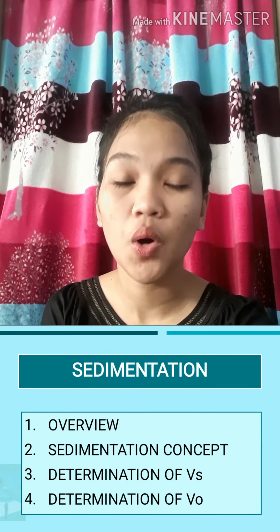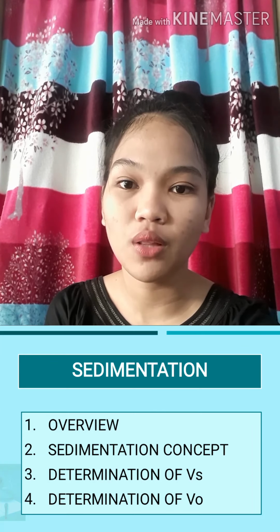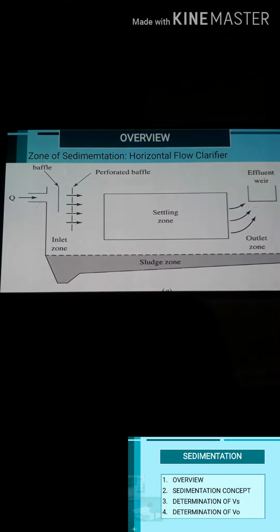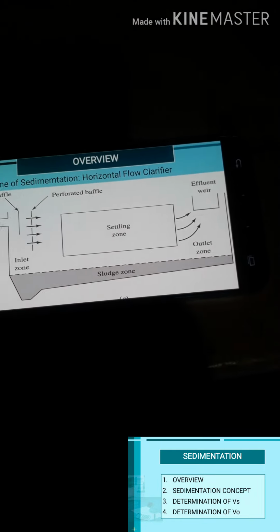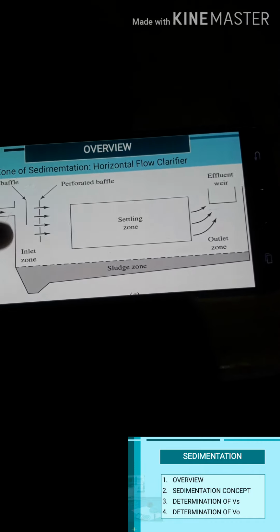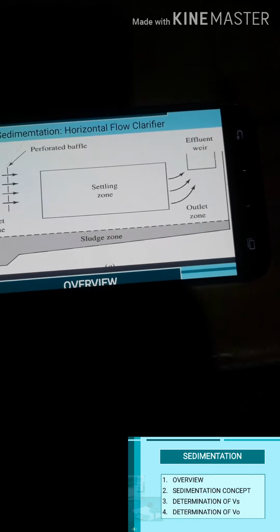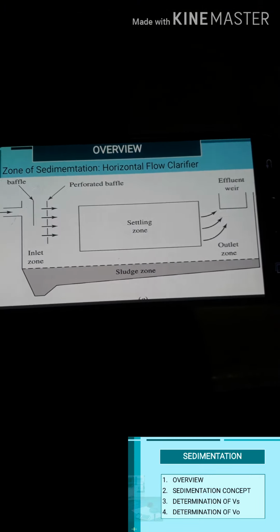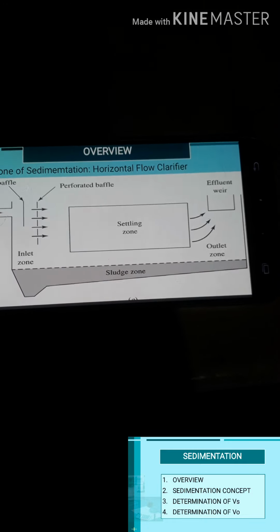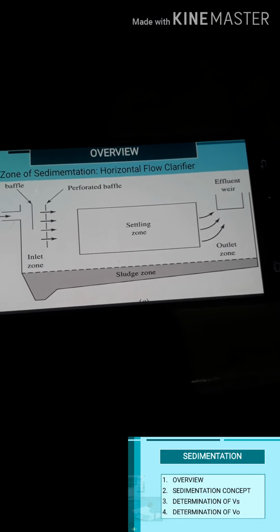There are actually four zones. First one is the inlet, second is the settling, third is the sludge storage, and the fourth one is the outlet. So now here we have the different schematics of the zones of sedimentation. First photo is a horizontal flow clarifier and the second one is a vertical flow clarifier. Although there are different kinds of clarifier, they still have those four zones I've mentioned a while ago, which are the inlet, settling, outlet, and the sludge storage zones.